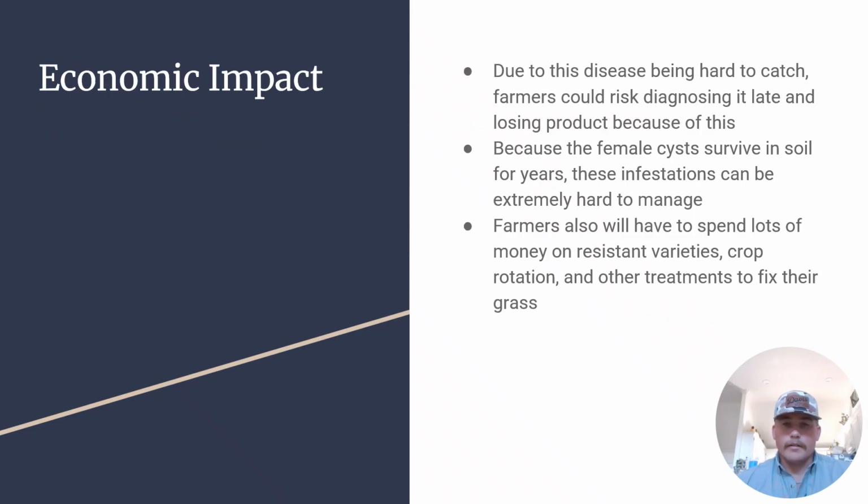The economic impact is due to this disease being hard to catch, farmers could risk diagnosing it late and losing product because of this. Because the female cysts can survive in the soil for years, this infestation can be extremely hard to manage. Farmers also will have to spend lots of money on resistant varieties, crop rotation and other treatments to fix their fields.